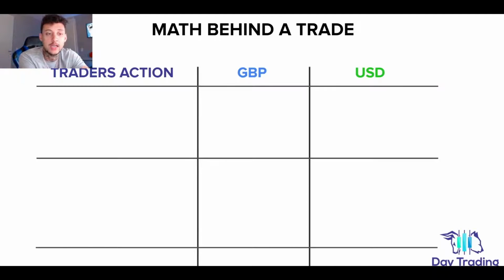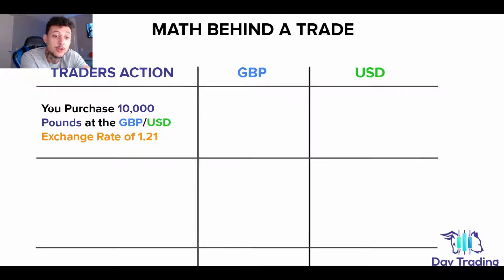So now let's look at the actual math behind a trade. We're going to have your action here being the trader, and then we have our base and our quote currency. Remember, the base is GBP and the quote is USD. So we're pretty much going to be trading GBP here. Let's say you're looking for the exchange rate to go up, meaning you're looking for the Great Britain pound to rise against the US dollar. And let's just say the current exchange rate is 1.21.